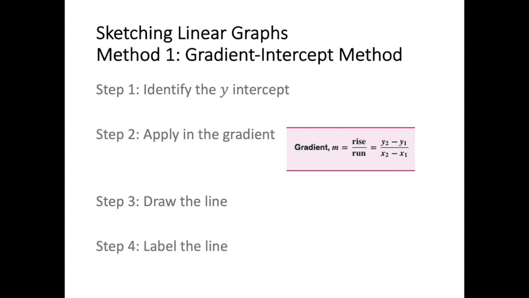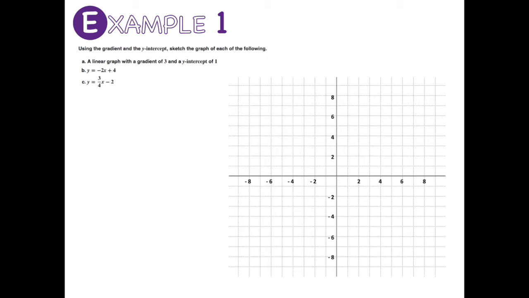So let's have a look at some examples. For A, I want to graph, using the gradient y-intercept method, a linear graph that has a gradient of 3 and a y-intercept of 1. So the first step is to identify the y-intercept, which here they've explicitly told us is 1. So on my graph, I can go ahead and label 1 as my y-intercept.